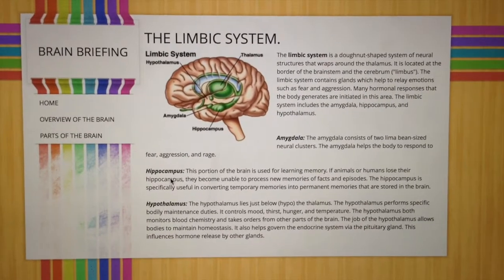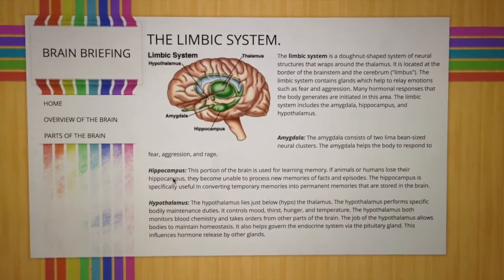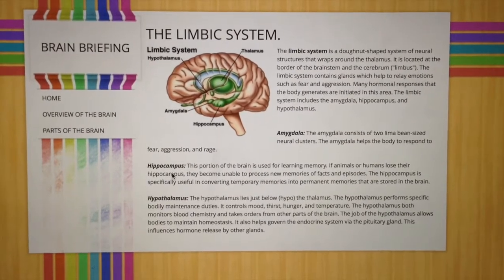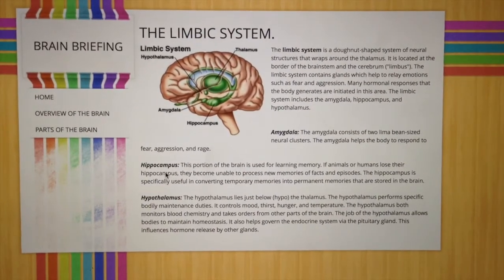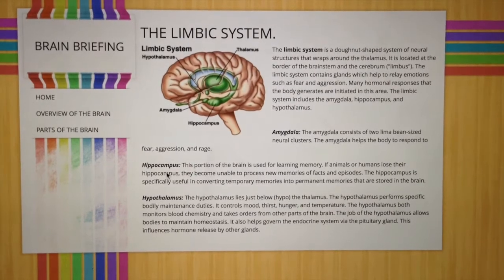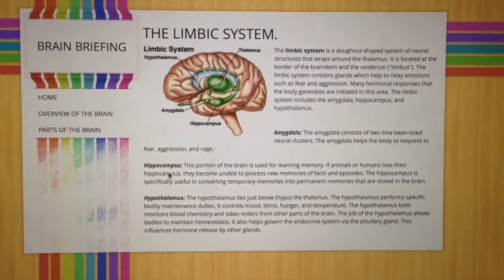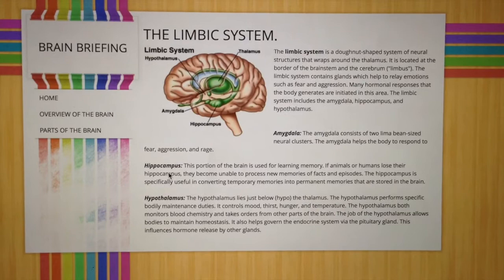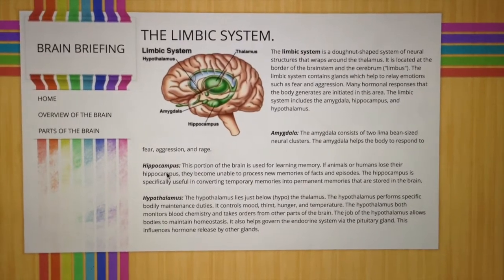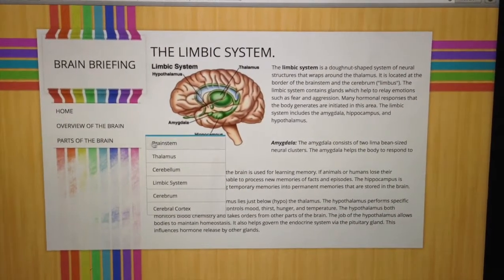The hypothalamus lies just below the thalamus. It performs specific bodily maintenance duties, such as controlling mood, thirst, hunger, and temperature. The hypothalamus allows the body to maintain homeostasis. It also helps govern the endocrine system via the pituitary gland. We are now moving on to the cerebrum.